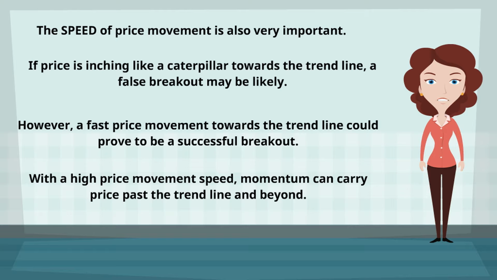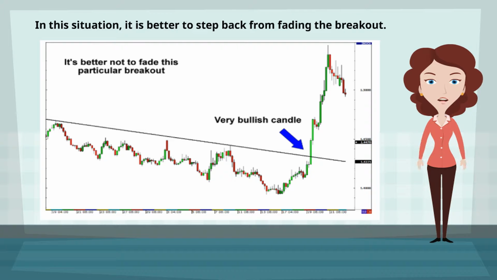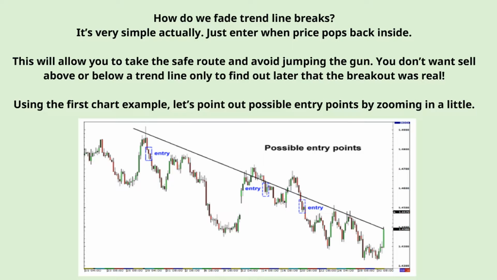The speed of price movement is also very important. If price is inching like a caterpillar towards the trend line, a false breakout may be likely. However, a fast price movement towards the trend line could prove to be a successful breakout. With a high price movement speed, momentum can carry price past the trend line and beyond. In this situation, it is better to step back from fading the breakout. How do we fade trendline breaks?